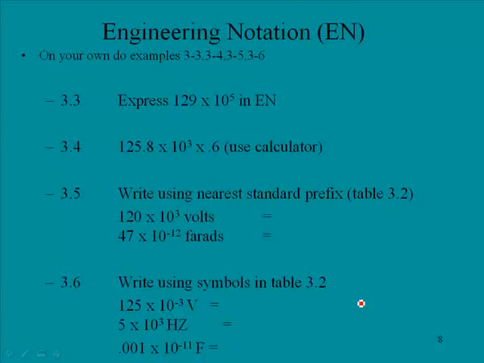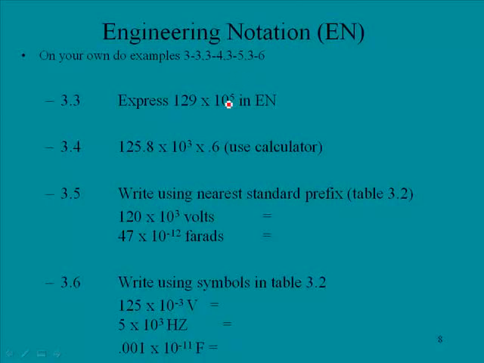I want to do a couple or a few of the problems from each of these sections. The first one is to express 129 times 10 to the fifth in engineering notation. Now, since the exponent is 5 here, this would be unacceptable in engineering notation. So we could either go to 3 or 6. 6 is the closest one, so let's go that way.